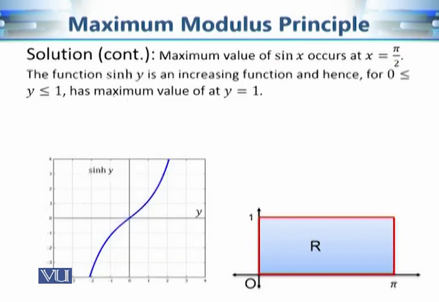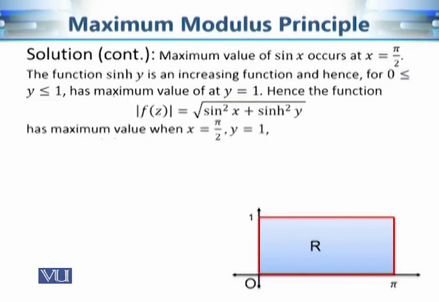And the function sine hyperbolic square y is an increasing function, and hence between 0 and 1 the maximum value should be at 1. So from this graph we can see that this is sine hyperbolic square y. So this is 0, this is 1, and in this interval the maximum value is at y equal to 1. So using these values we can easily see that the maximum value of modulus of f of z is when x is equal to pi by 2 and y is equal to 1, and hence the maximum value exists at the point pi by 2 and 1.